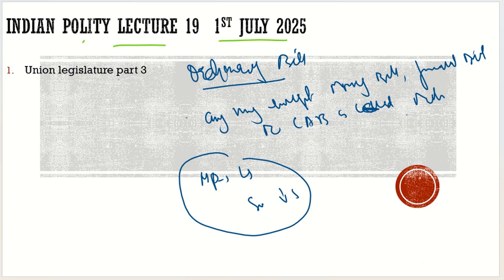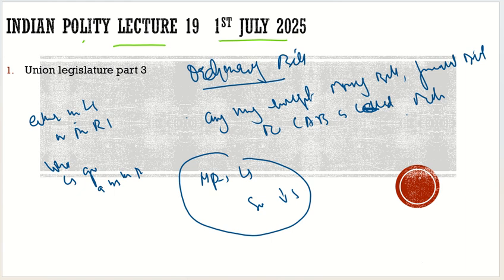Now let's look at where it can be introduced. This ordinary bill can be introduced either in the Lok Sabha or in the Rajya Sabha. There is no compulsion that it should be introduced in the Lok Sabha only, or in the Rajya Sabha only. Now another question: who can introduce the ordinary bill? Anyone. It can be introduced by the government as well as by a private member.